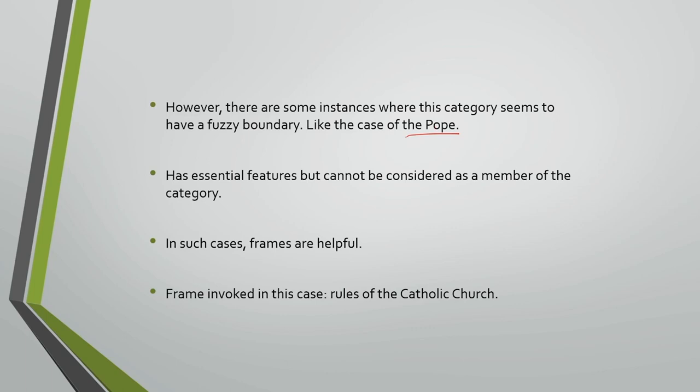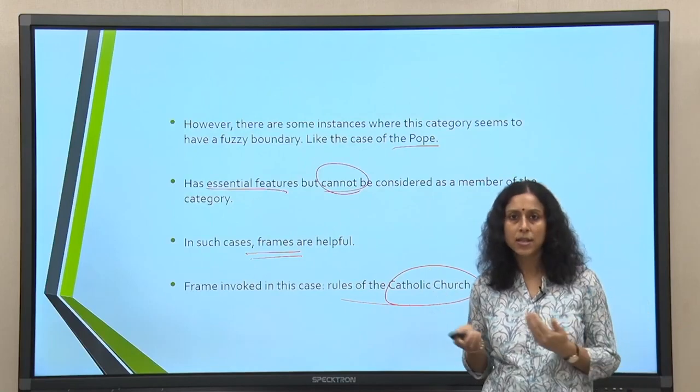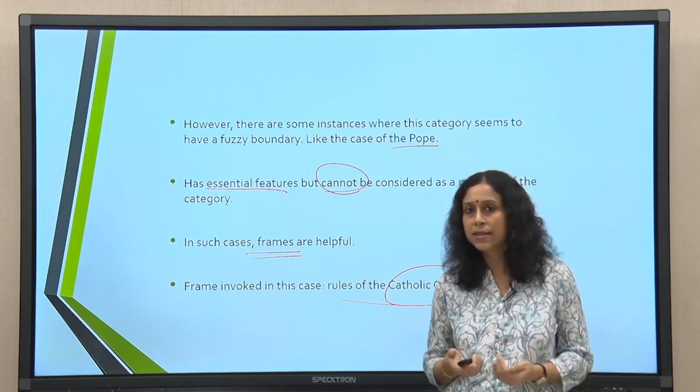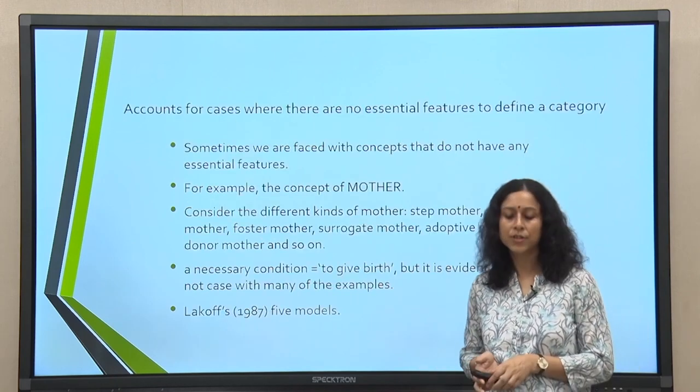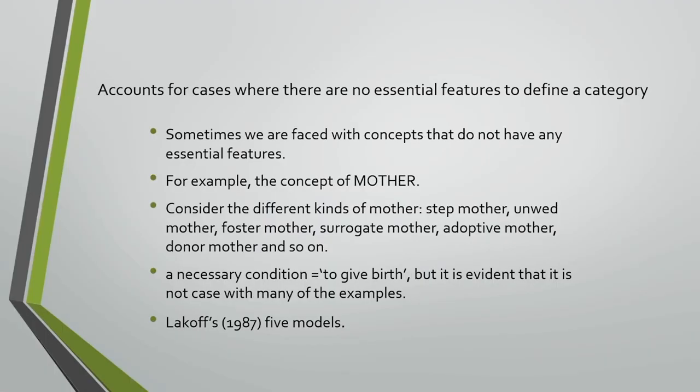Why? Even though he fulfills all the criteria, the Pope is always an elderly person who does not marry and so on and so forth. However, even if he has all the essential features, he cannot be considered a member of the category bachelor. The reason is this. Again, frames come to our rescue because the frame here is not the same as the frame of an average male life cycle in case of humans. We have to invoke a very different frame in order to understand what the word the Pope means. He simply does not belong to the average male life cycle. He belongs to the larger frame of the Catholic Church and its rules. So, that is why it is not possible to put him in that category.